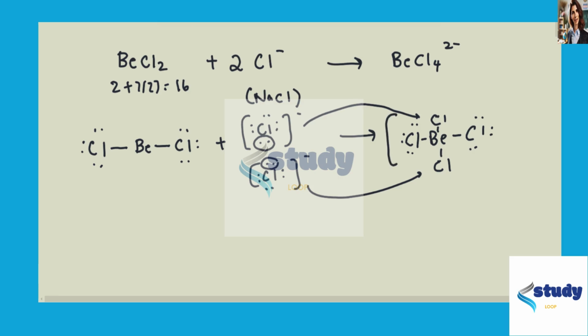And also, I want to make sure that I don't forget to put a bracket with the 2 minus to show that we have an ion. And, oh, I forgot these here and these here. And then we want to make sure we have the right number of valence electrons.